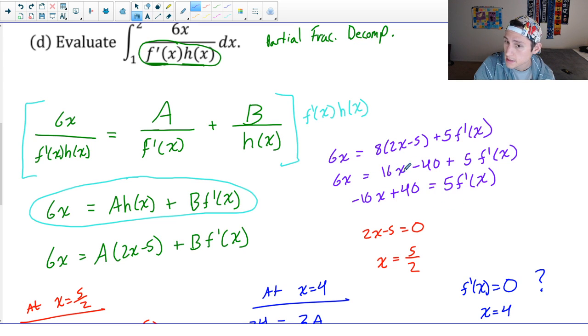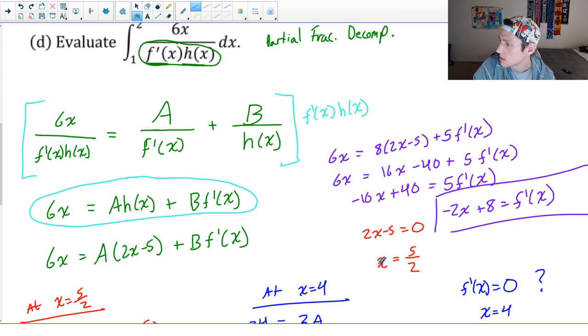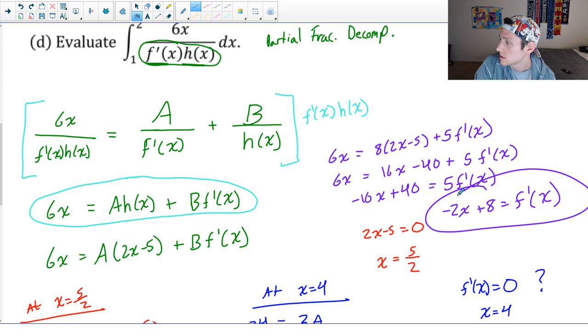So I just subtracted 16x from both sides, added 40 to both sides, and now let me just divide by 5. So negative 10 divided by 5, negative 2x, 40 divided by 5, plus 8. I guess I don't want to box it. It's not like my final answer, but you know, it's important. I have an equation now for f prime. I didn't originally.